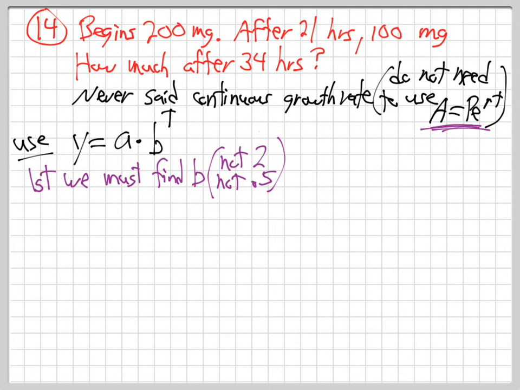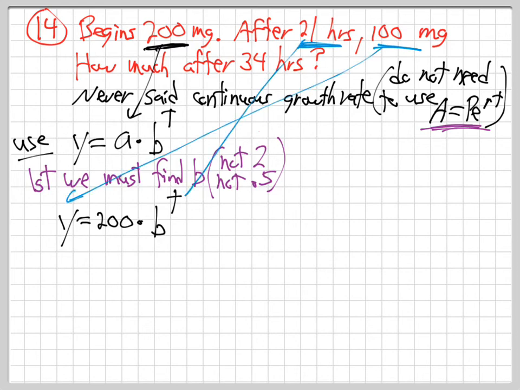So let's use this formula. How are we going to do it? Well, it begins with 200. So the A is 200. That's the starting amount. And then they tell us that after 21 hours, it's at 100 milligrams. So 100 milligrams at time 21 hours. So plug in 21 for T and Y is 100 milligrams.